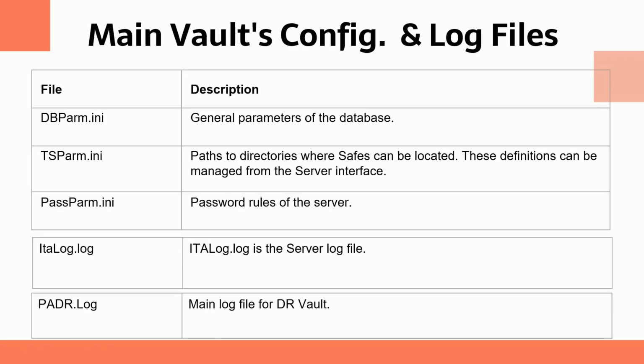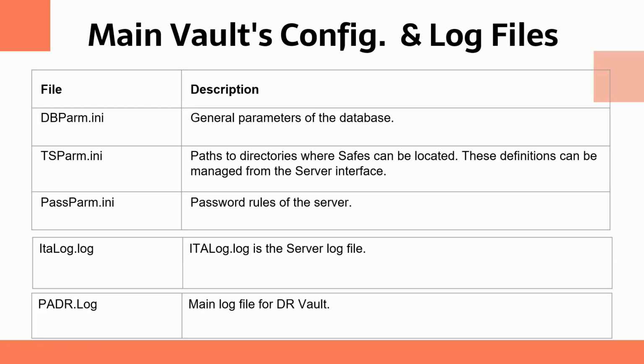Okay, moving to next. These are the main vault configuration files and the log files. So first of all, dbpalm.ini is the main configuration file for your vault. If you are making any changes, you need to restart your vault, and every configuration change related to your key, your recovery key, your public key, your backup key, and your logs.